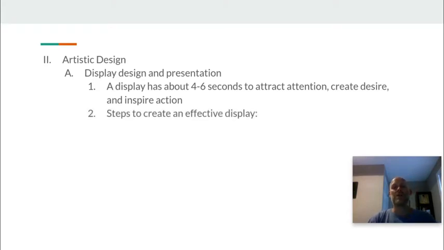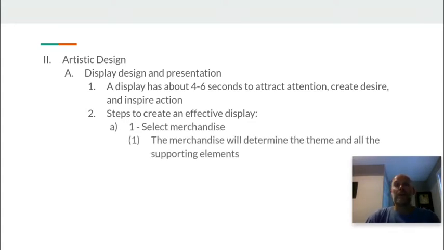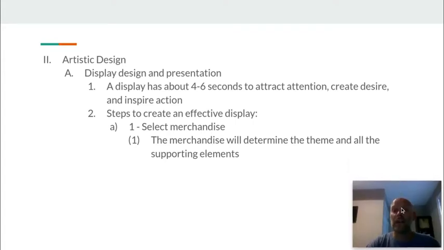So, what are the steps to create an effective display? The first one is, of course, to select your merchandise. The merchandise itself is going to determine the theme and the supporting elements. This is really where your creativity comes into play. You're going to have to decide, based on what you're trying to sell, what the best way to do it is. And what we're going to go over are the different tools that visual merchandisers have in order to create these displays based on the merchandise that they have.